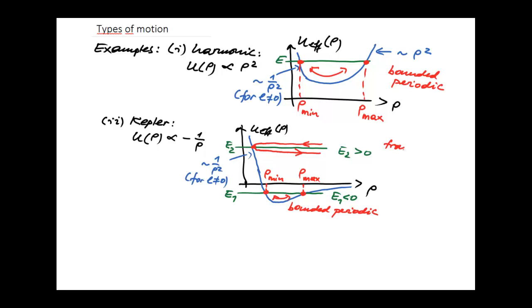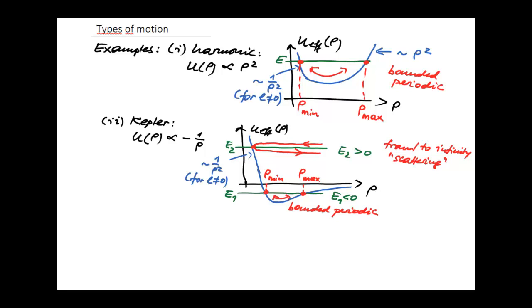So you have a motion from and to infinity, and that is an example of a scattering process. So in the Kepler case, depending on the total energy, you have two different types of motion. Either it's bounded, that's what you see when planets are moving around the sun, a bounded periodic motion.